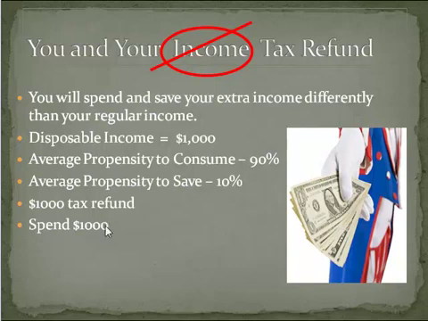So the propensity to spend or to save that extra income would be called the marginal propensity to consume or the marginal propensity to save. So if you spent all of the $1,000 that you received in your tax refund, you would have a marginal propensity to consume of 100% and a marginal propensity to save of 0%.